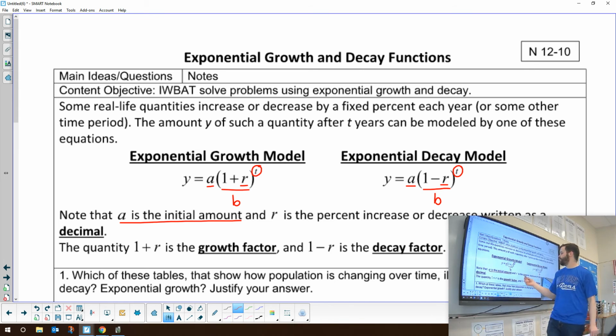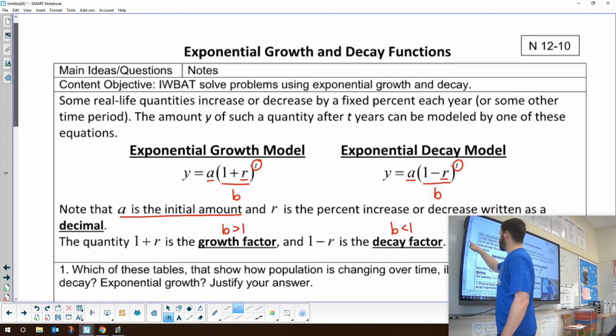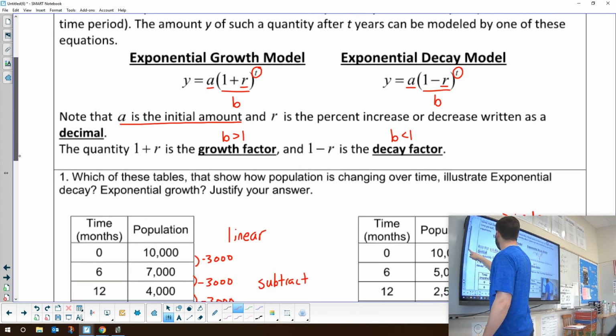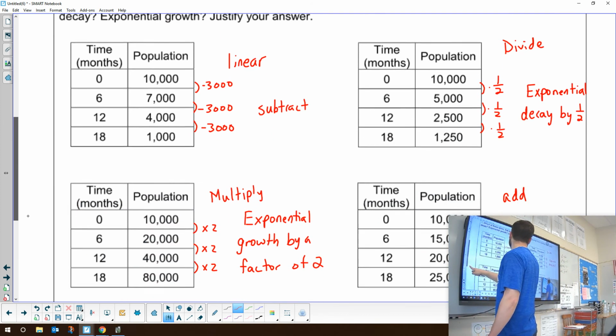So our growth factor is represented if B is greater than 1, and our decay factor is if B is less than 1. So if B is greater than 1, if our thing inside the parentheses is greater than 1, we use this little formula, 1 plus R, to find my rate. And if it's 1 minus R, that means that we have a less than 1 number. I didn't do a great job explaining that, but let's talk about what exactly exponential growth is.